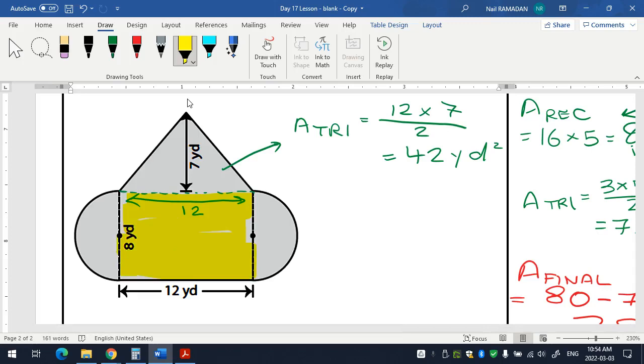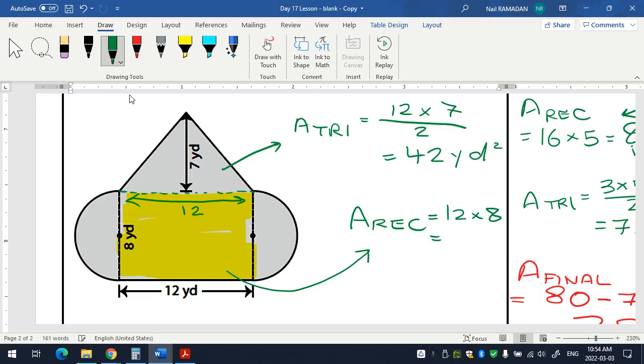What's the area of any rectangle? Length times width, or base times height. How long is it? 12. How high or how wide? Great. So REC for rectangle equals 12 times 8, which is 96. How many half circles do you have? You have 2 half circles.